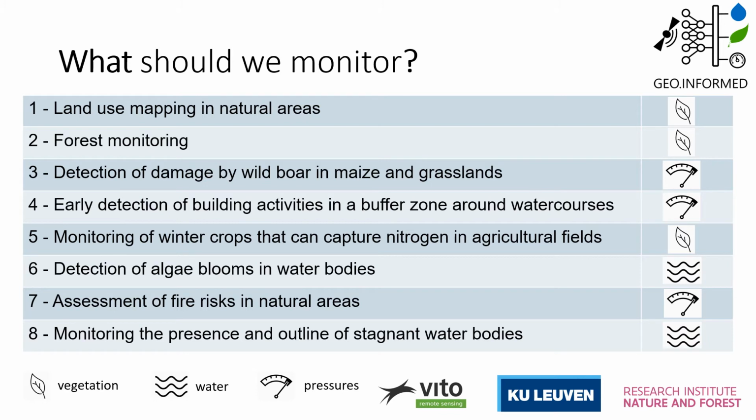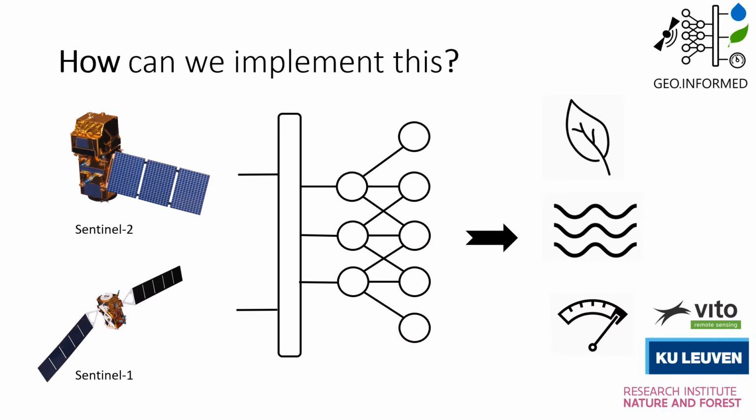In case 5, we will try to monitor winter crops that can capture nitrogen in agricultural fields. Case 6 focuses on the detection of algae blooms in water bodies. In case 7, we will make an assessment of the fire risks in natural areas. And in case 8, we will try to monitor the presence and outline of stagnant water bodies in Flanders. As was already clear from the title of my presentation, we will use Sentinel images from the Copernicus program, and we will combine them with deep learning models to model the parameters that the end users indicated as important in the 8 selected use cases shown before.